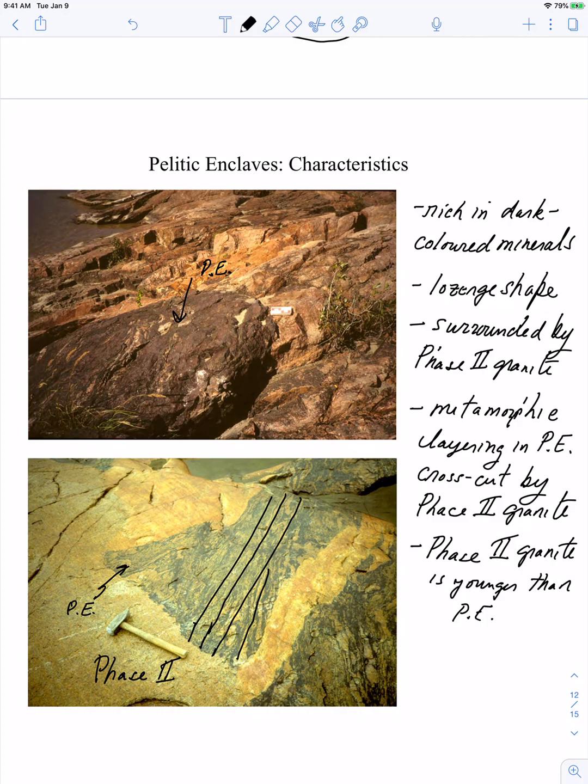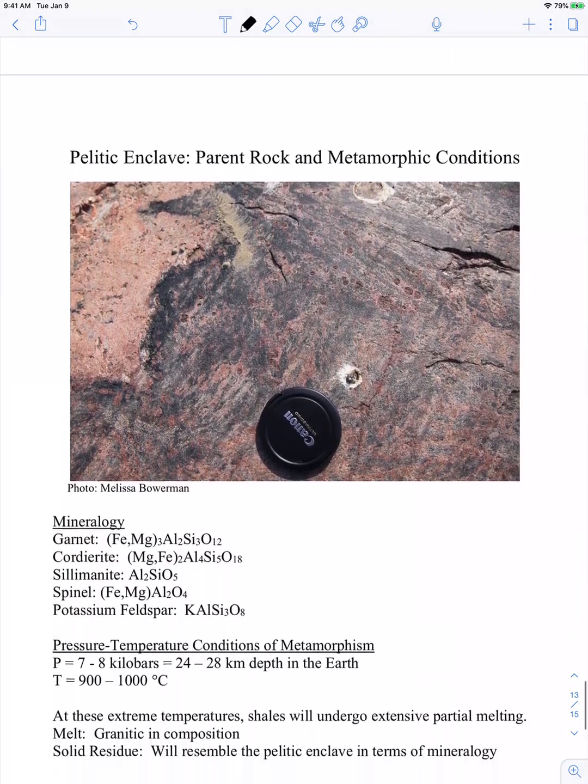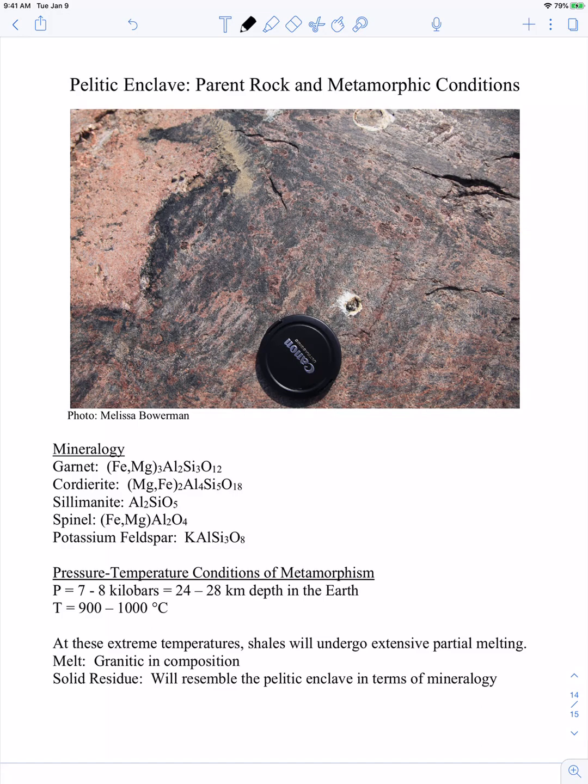Okay, so the picture to take away, the picture to have in your mind, is that you can think of these politic enclaves as these lozenge-shaped blocks that are essentially suspended in phase 2 granite magma. They're sort of meter-scaled blocks suspended in that phase 2 granite. Okay, so those are the physical observations. What I want to move on to then is to try to make some assessment of what the origin of those politic enclaves were.